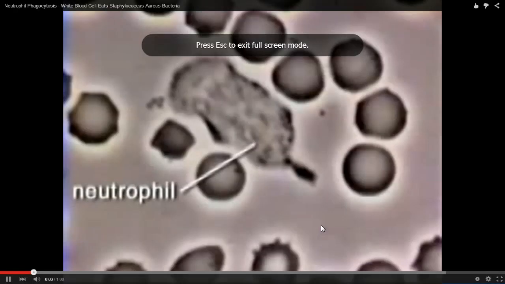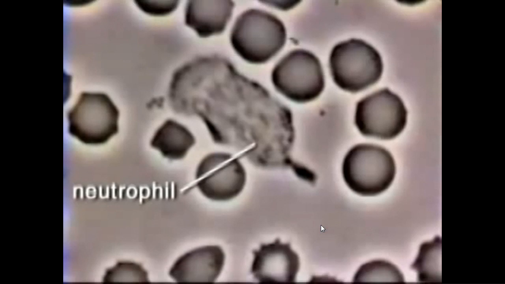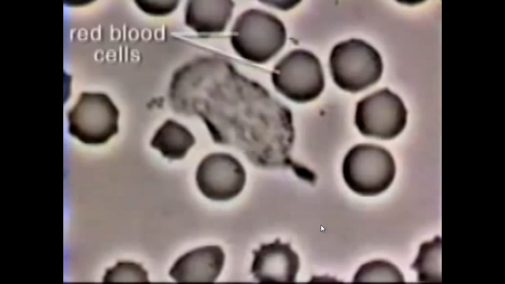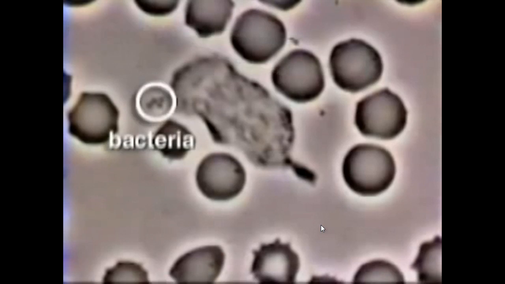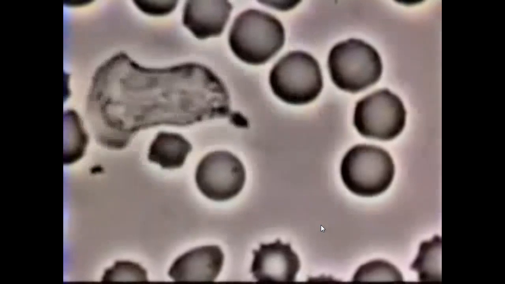Neutrophils are white blood cells that hunt and kill bacteria. In this spread, a neutrophil is seen in the midst of red blood cells. Staphylococcus aureus bacteria have been added. The small clump of bacteria release a chemoattractant that is sensed by the neutrophil.